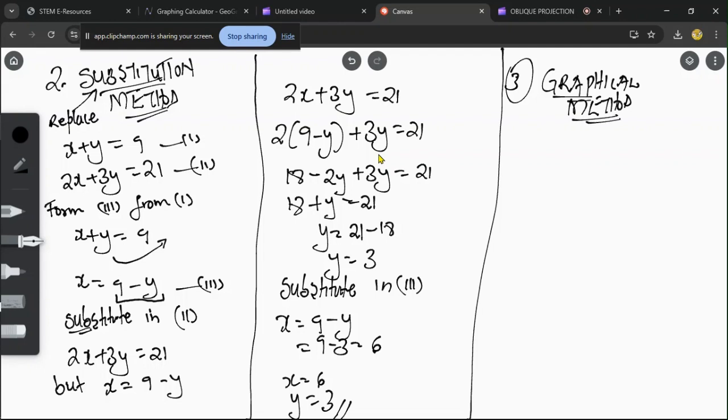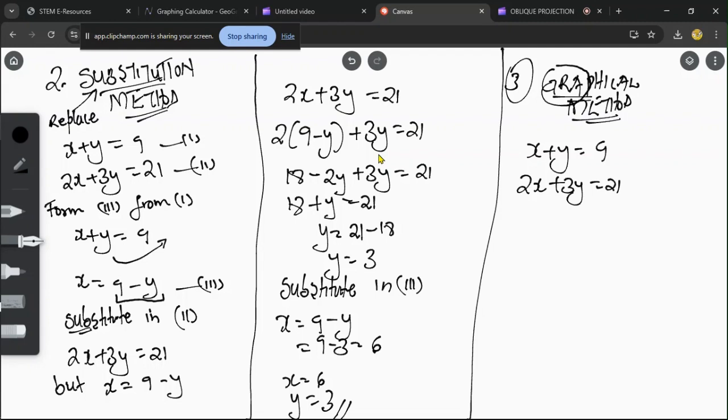Of course, we have the graph like that. And the topic here, these are equations of a straight line. So I will go to my graph and draw this line. You have equation 1, x plus y is equals to 9. Then 2x plus 3y is equals to 21. So I will draw these lines.